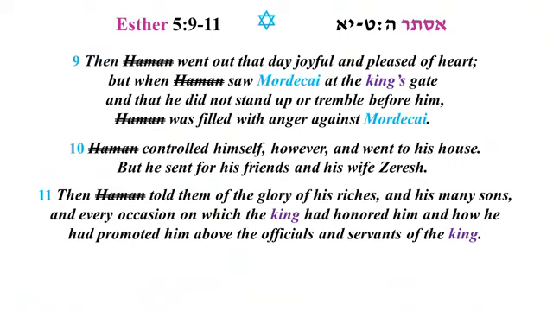Esther 5:9. Then Haman went out that day glad and pleased of heart. But when Haman saw Mordecai in the king's gate, and that he did not stand up or tremble before him, Haman was filled with anger against Mordecai. Haman controlled himself, however, went to his house, and sent for his friends and his wife Zeresh. Then Haman recounted to them the glory of his riches, and the number of his sons, and every instance where the king had magnified him, and how he had promoted him above the princes and servants of the king.